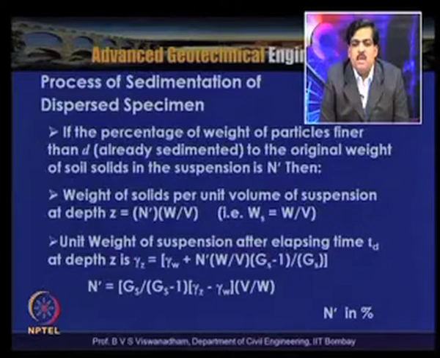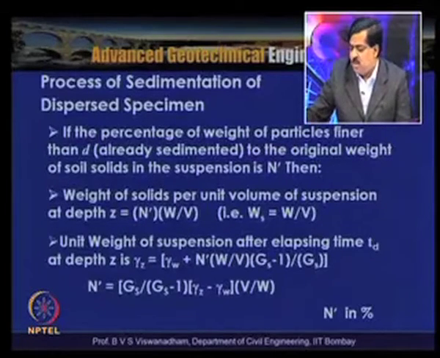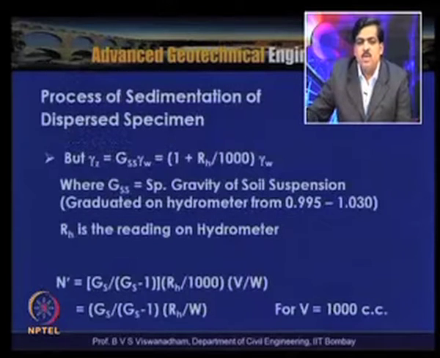Unit weight of the suspension after elapsing a time Td at a depth z is given, from the previous discussion, by gamma z is equal to gamma W into n dash into W by V into Gs minus 1 by Gs. So, with this we can obtain n dash as Gs by Gs minus 1 into gamma z minus gamma W into V by W, where n dash is in percentage.